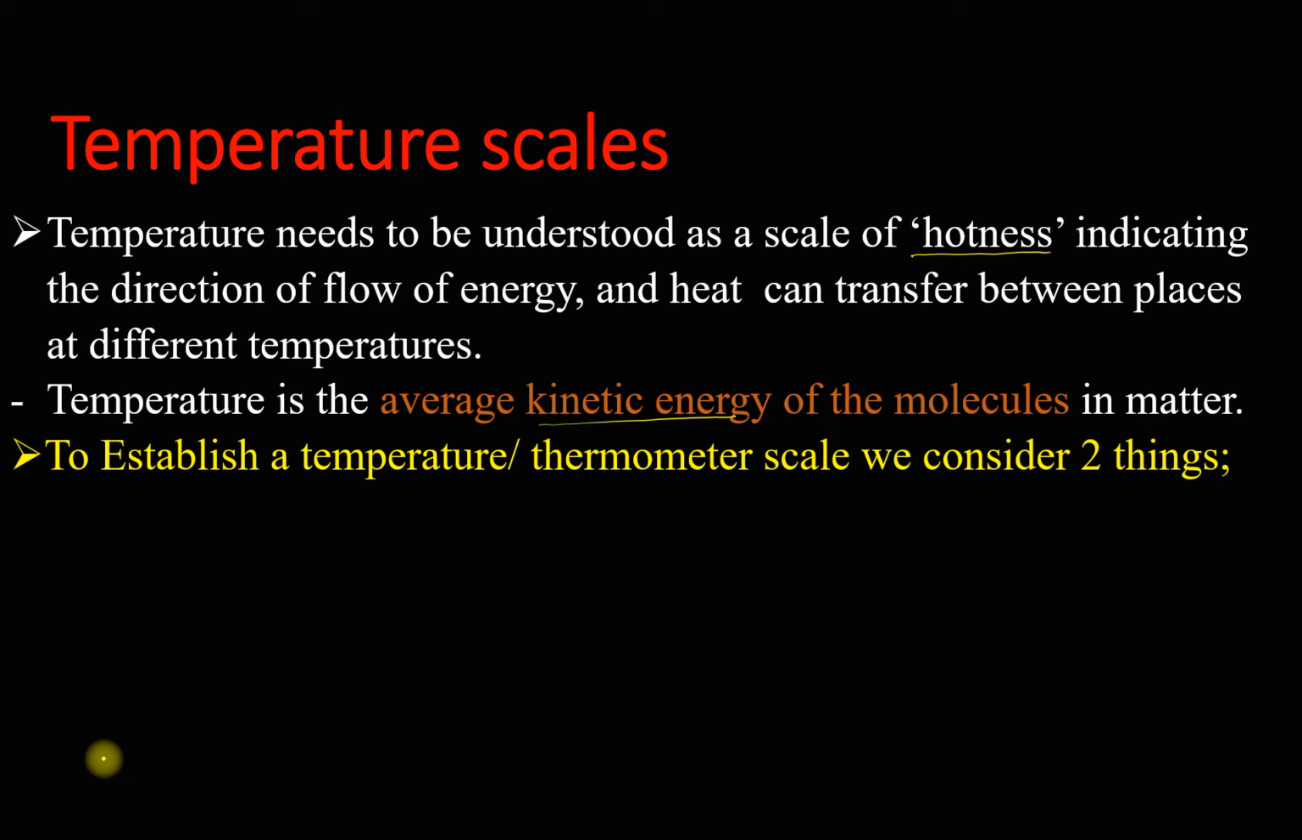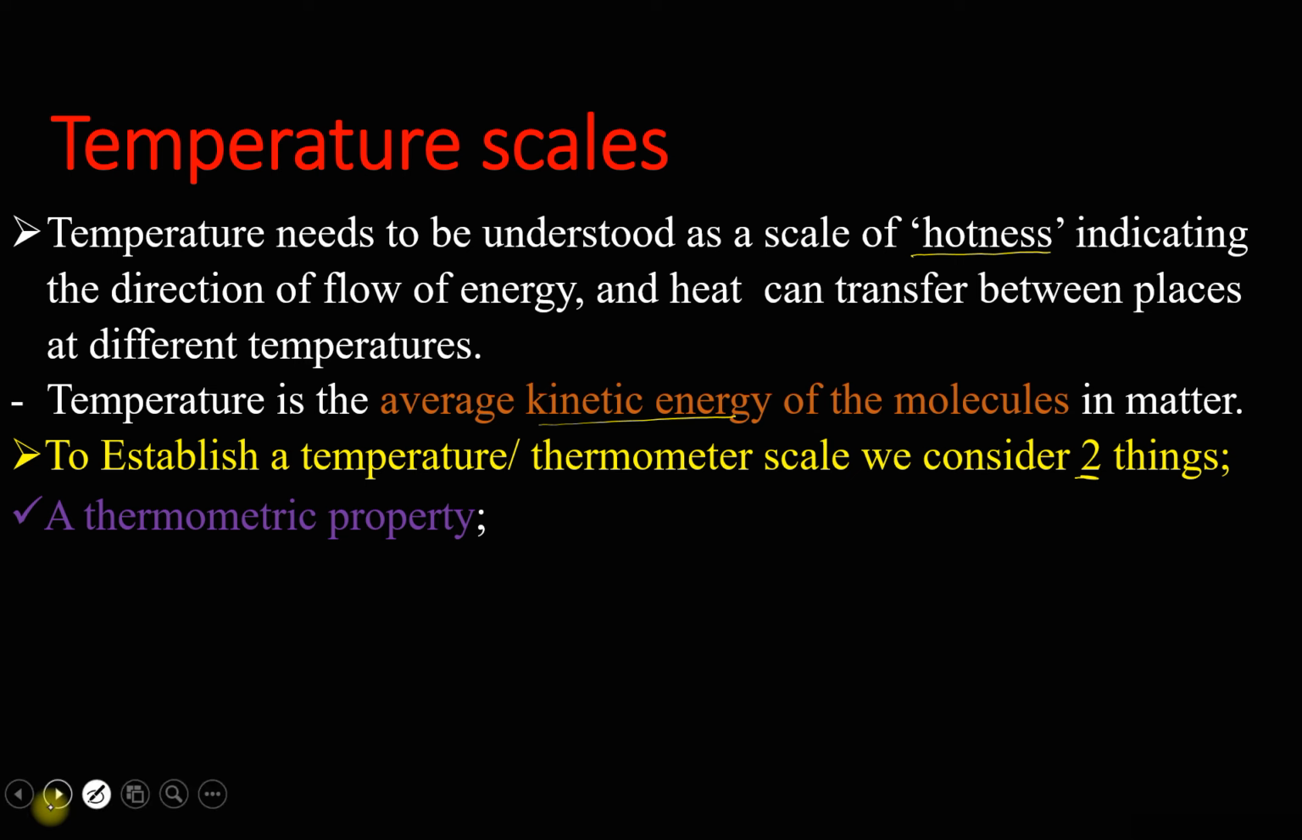So to establish a temperature or thermometer scale, we have to consider two things. And which things do we consider? Of course, the various degrees of hotness are represented by a temperature scale, and in order to establish it, we have to consider two major things. The first one is what we call a thermometric property. Of course, a thermometric property is a physical property which is always assumed to vary or to change linearly with the temperature.